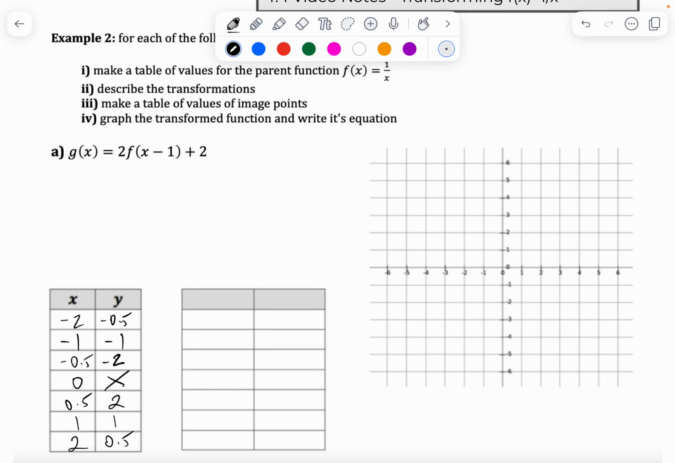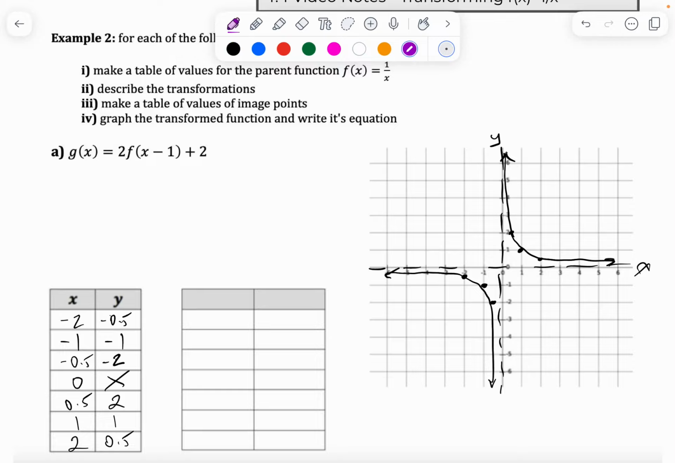So let's plot those. So I know that there's going to be asymptotes here and here. And I'll plot everything. So -2, -0.5; -1, 1; -0.5, 2. And then there's this 0.5, 2; 1, 1; and 2, 0.5. Okay. So there's my base function.